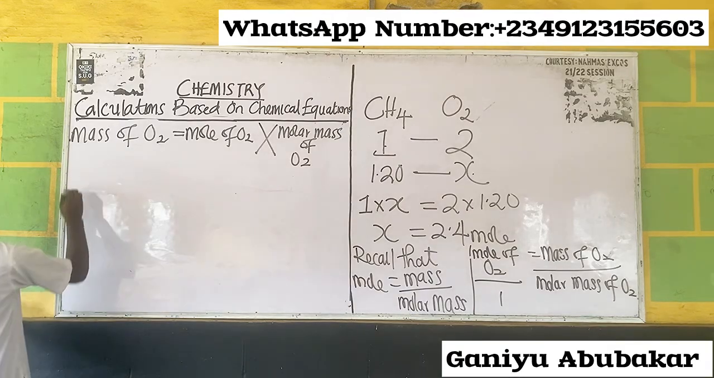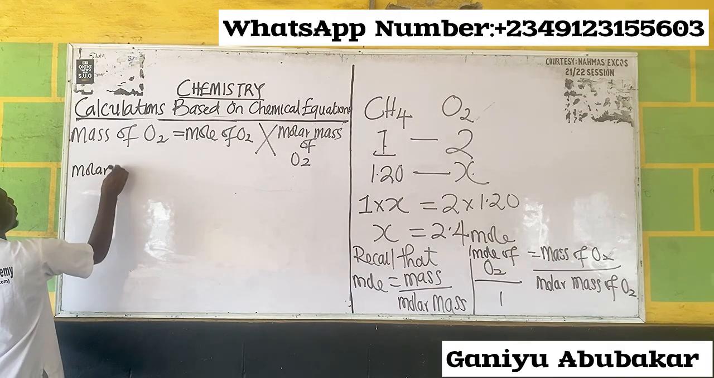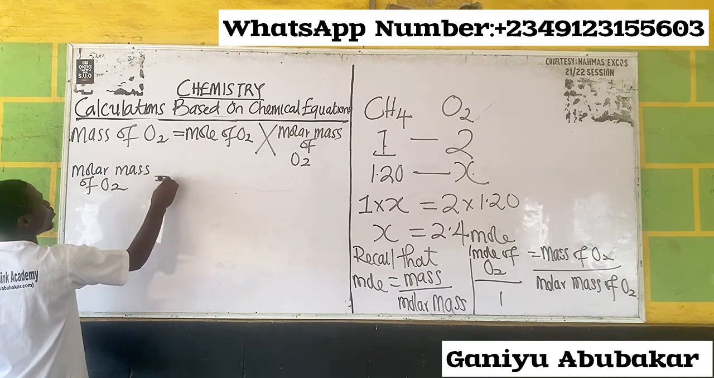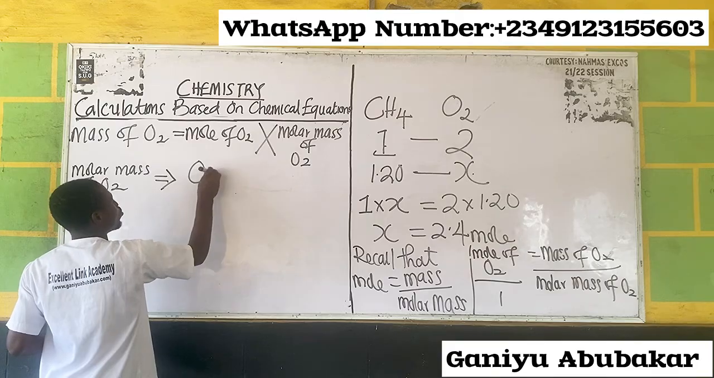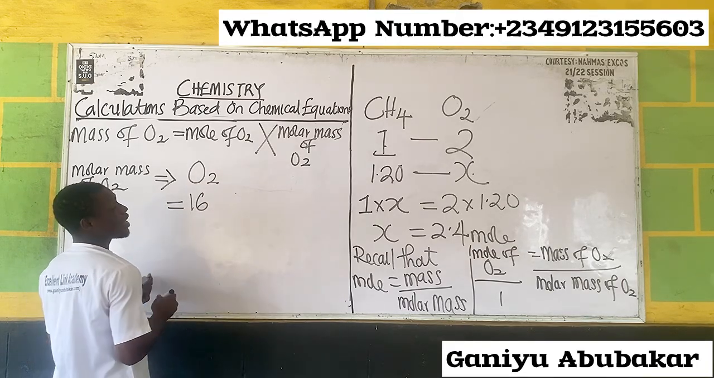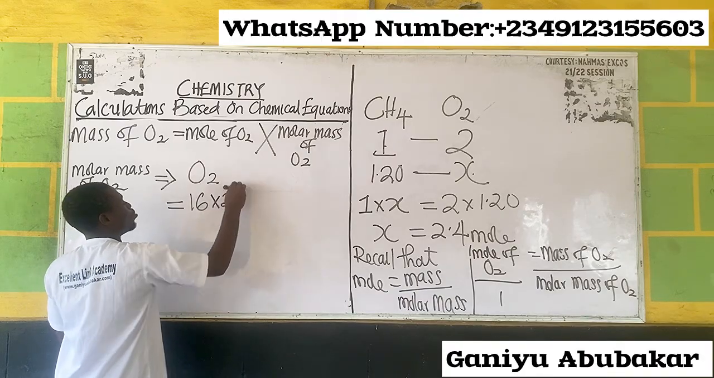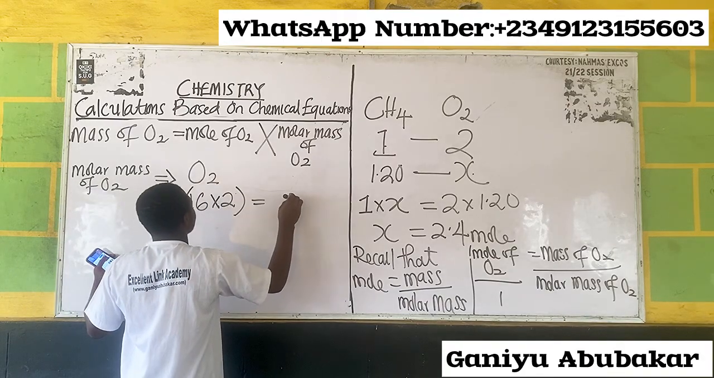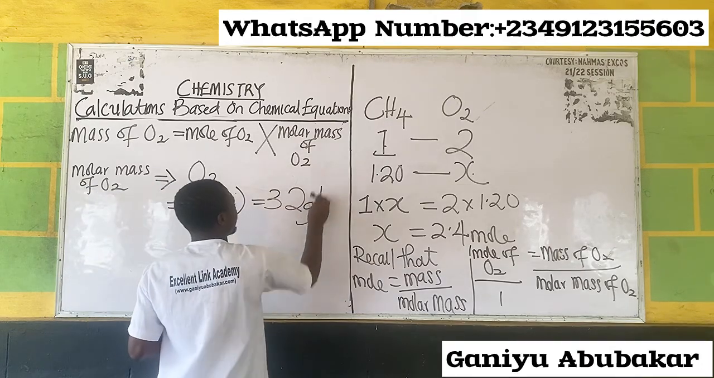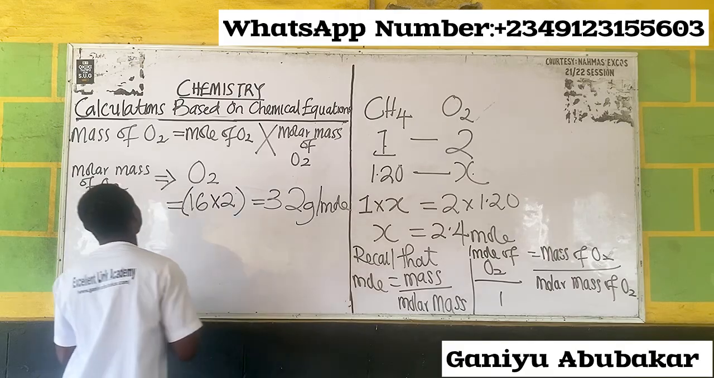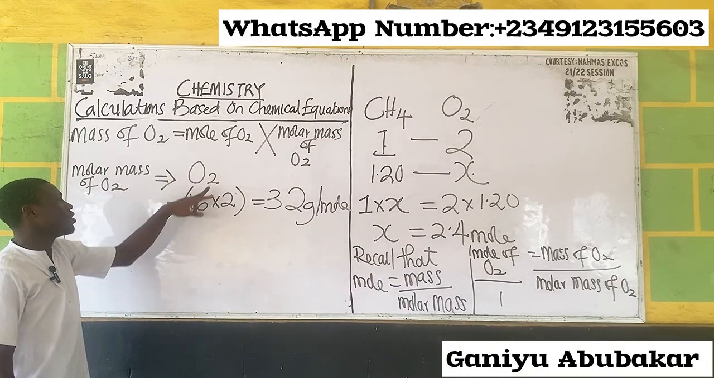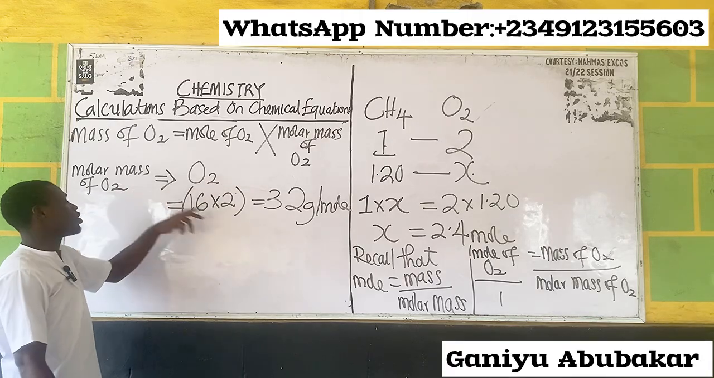Now, let's get the molar mass. So, the molar mass of oxygen is equal to, the compound there is O2. Now, oxygen's atomic mass there is 16, right? So, the mass number is 16, then times 2. That gives you 32 gram per mole. This is the molar mass of oxygen. So oxygen's mass number is 16 times this 2, that gives 32. So the molar mass of oxygen is 32.